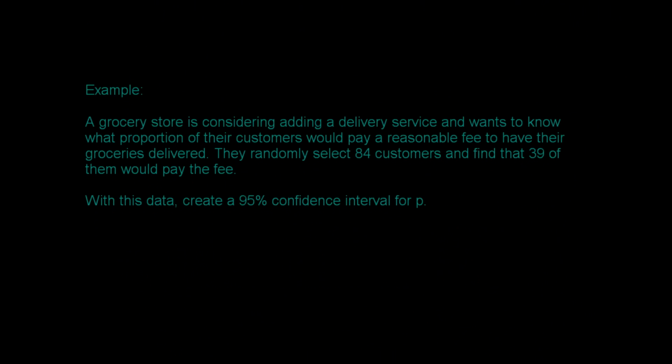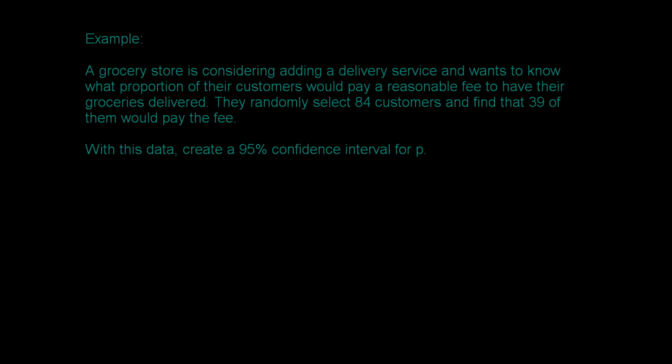An example problem: a grocery store is considering adding a delivery service and wants to know what proportion of their customers would pay a reasonable fee to have their groceries delivered. They randomly select 84 customers and find that 39 of them would pay the fee. With this data, create a 95% confidence interval for P, and here P would represent the proportion of all customers that would pay for this delivery service.